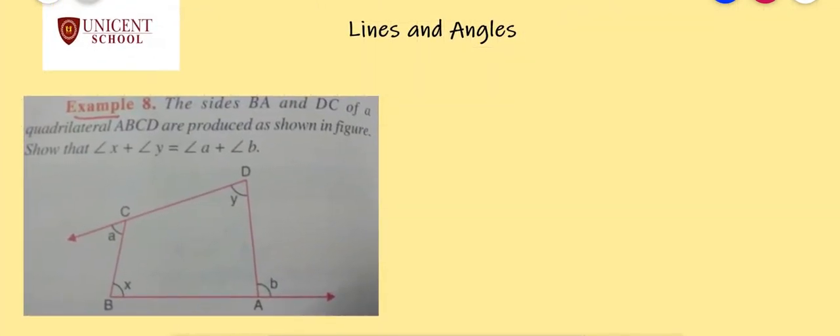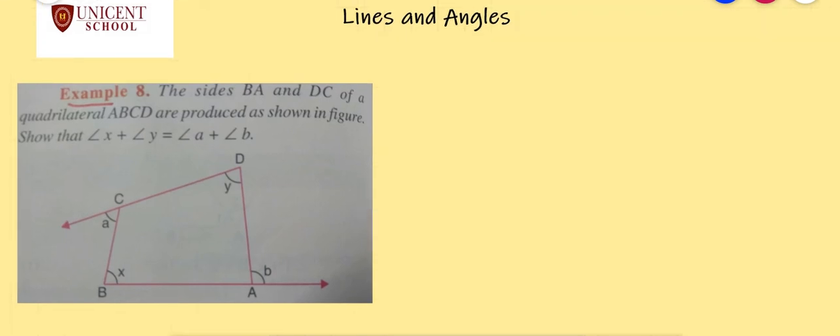Yeah, here is the next question, which is a quadrilateral ABCD, and the sides BA and DC are produced. Based on this, we have to show that angle x plus angle y equals angle A plus angle B. When we study the figure, we don't get any direct hint. So here a little construction is needed. So what type of construction? The construction which we do should simplify our process.